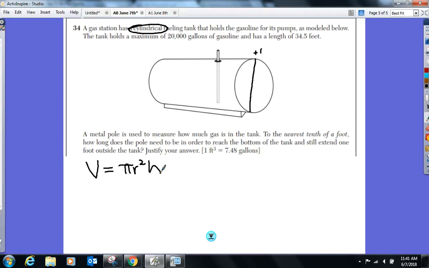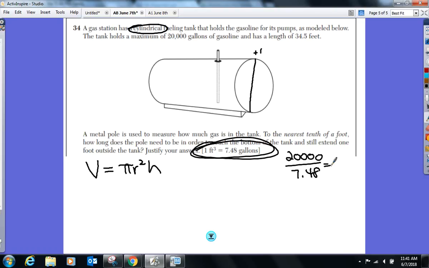What's that? But whoa. I can't plug in 20,000. That's in gallons, and that's going to be in feet. I can't plug in 20,000 here, but hey, that's why they gave us this. 1 cubic foot equals 7.48 gallons. And cubic feet is volume. So what are you going to do with your 7.48 and the 20,000? Divide it, yep. 20,000 divided by 7.48 will give you how many cubic feet of volume is in this tank.